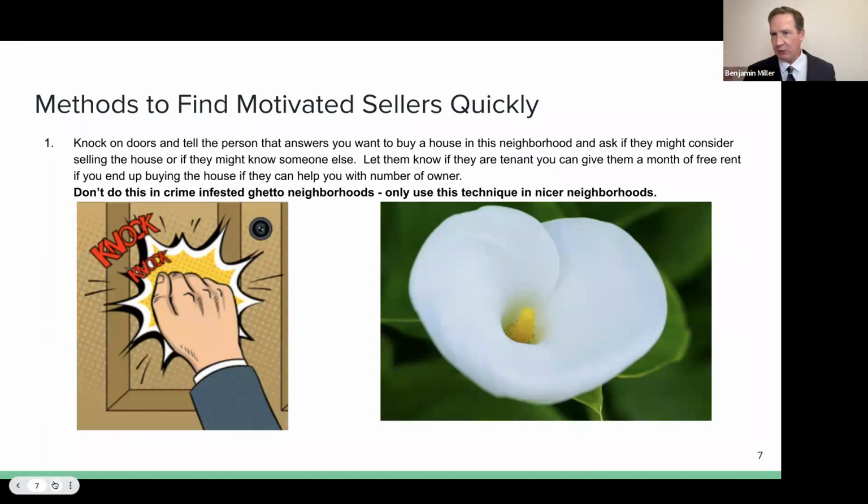This is an example, and I'm not suggesting that you do this, and I'm definitely not suggesting that you do this in a bad or a dangerous neighborhood. But if you've got a nice neighborhood, maybe a low crime neighborhood, this is a great way to do this.